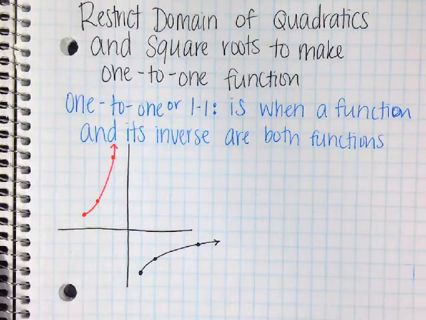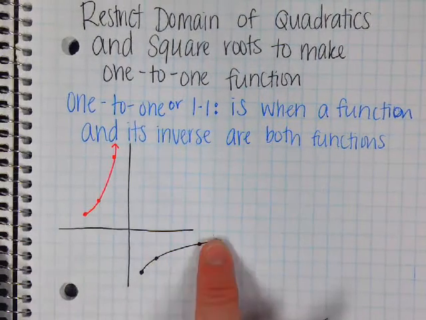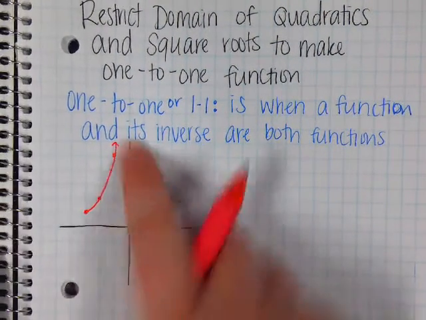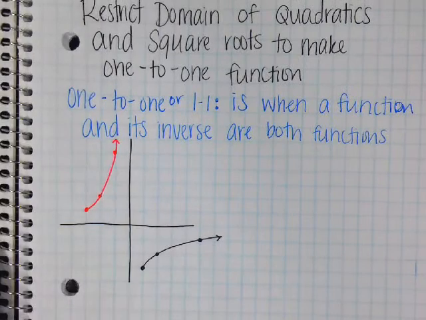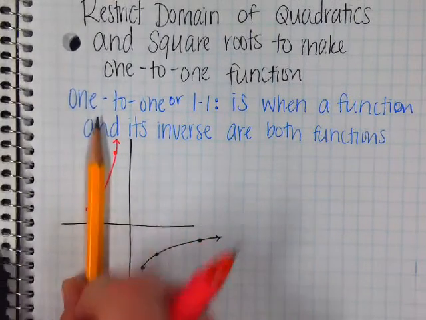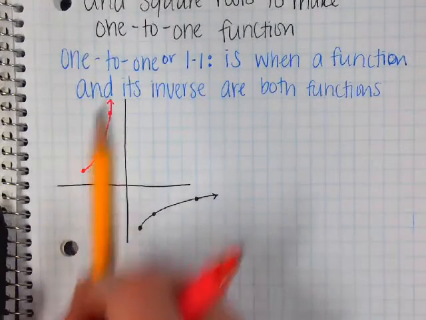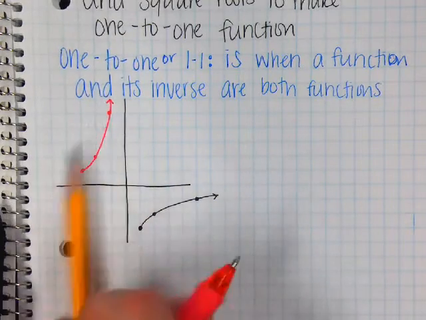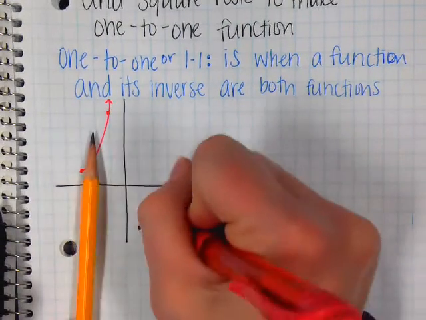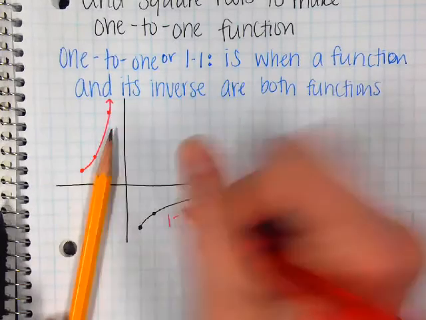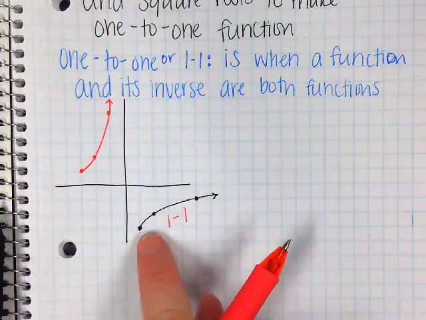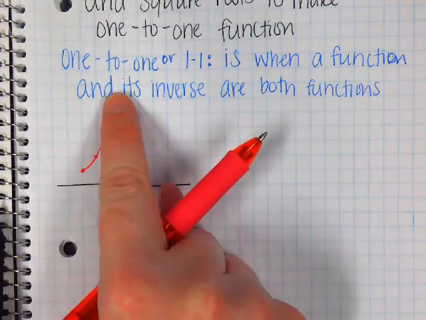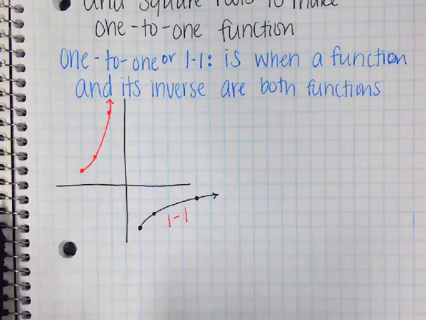So notice the original is a function and its inverse is also a function because it passes the vertical line test. If I drew a line straight up and down, it would pass the vertical line test. So this one is a 1-to-1 because the original and its inverse are both functions.